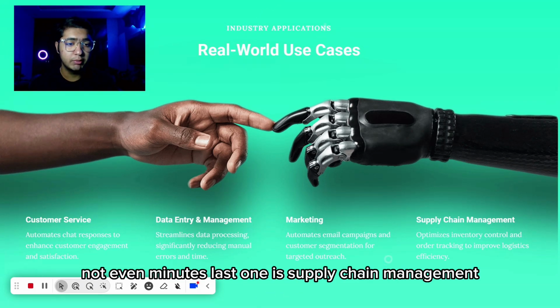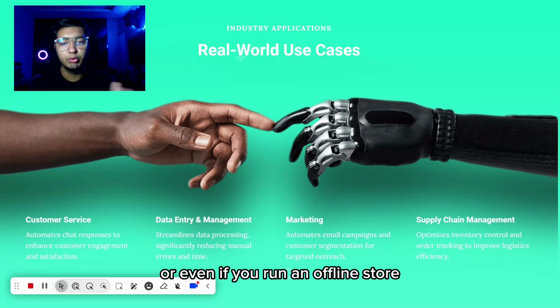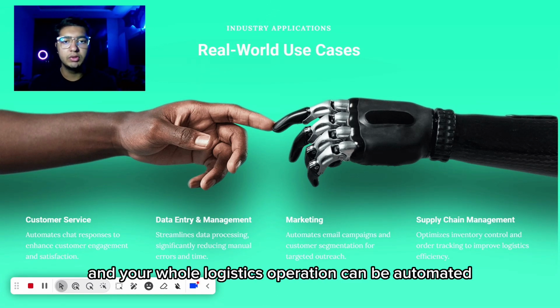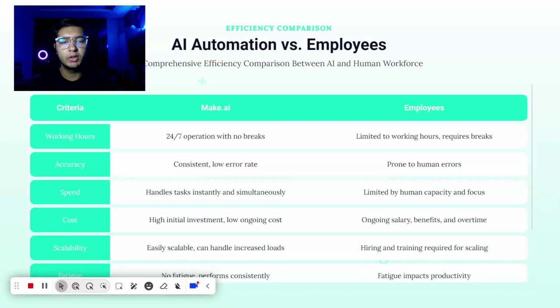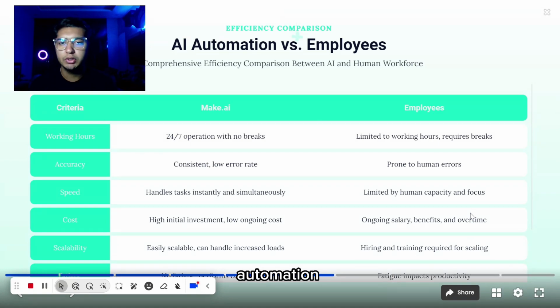The last one is supply chain management. Obviously, if you have inventory and you want to track items, if you run an e-commerce store, or even if you run an offline store and you need inventory to be managed, your whole logistics operation can be automated through this. Okay, so here's just a small comparison between employees and AI automation.